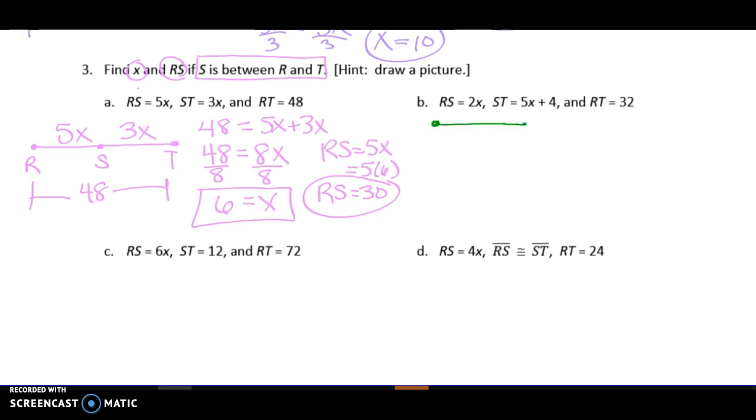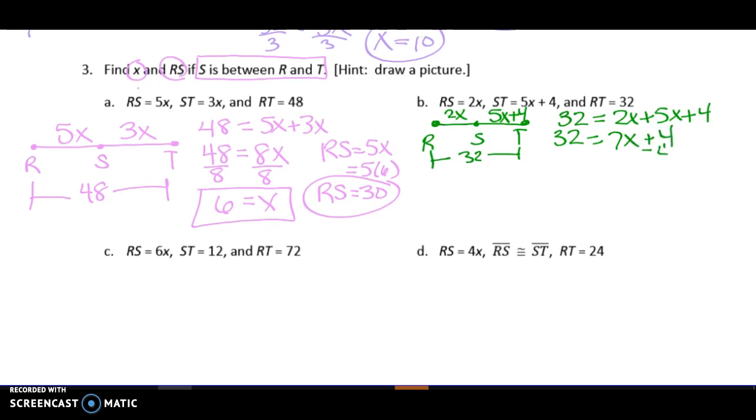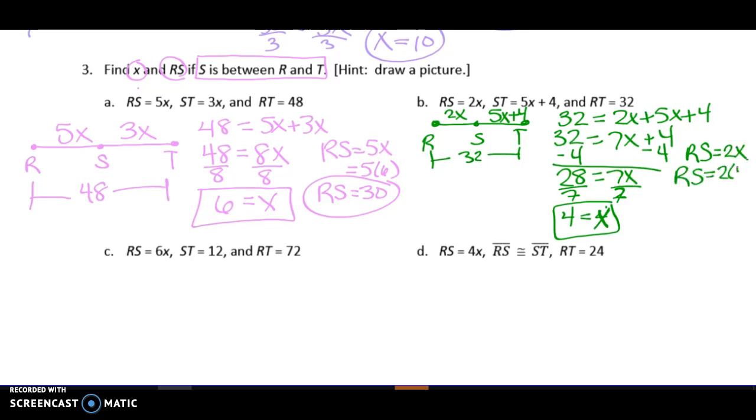New picture. S is between R and T. RS is 2x. ST is 5x plus 4. RT is 32. Whole thing equals the sum of the parts. 2x and 5x, 7x. Subtract 4. 28 is equal to 7x. Divided by 7. And now x is equal to 4. So that's one done. Still need to find RS, which is 2x. x is equal to 4. So RS is 8.